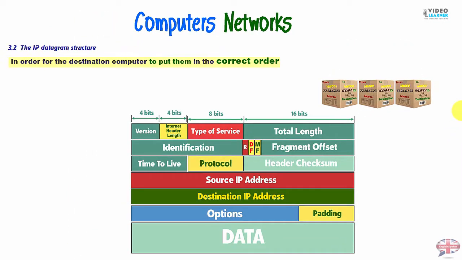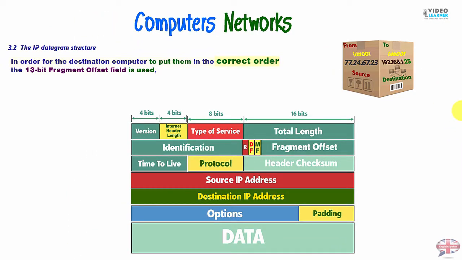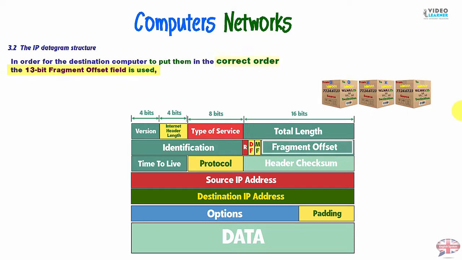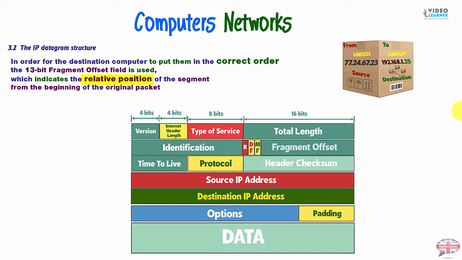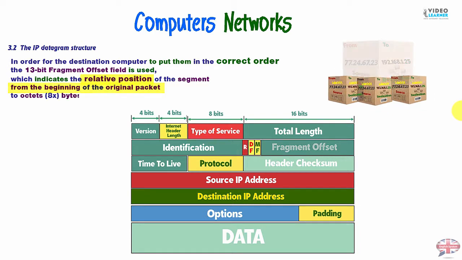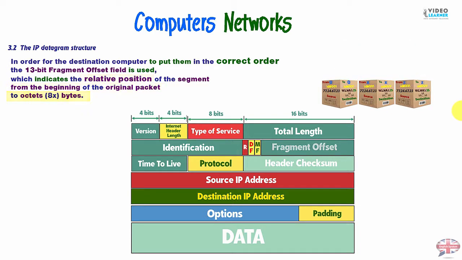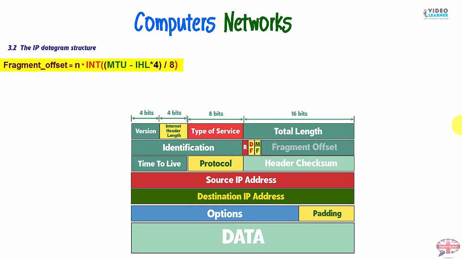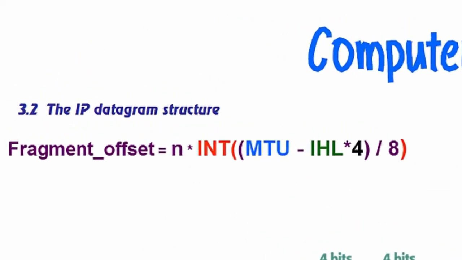In order for the destination computer to put them in the correct order, the 13-bit fragment offset field is used, which indicates the relative position of the segment: who is the first, who is the second, who is the third, for example, from the beginning of the original packet, in octets. It means bytes. Now let's see the fragment offset formula. It is equal to n times the integer function of, in brackets, MTU minus IHL times 4, and all of it divided by 8.